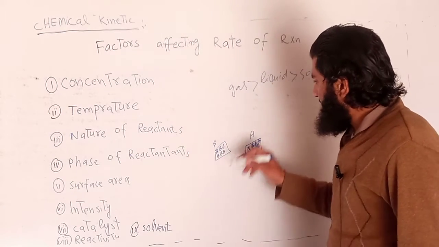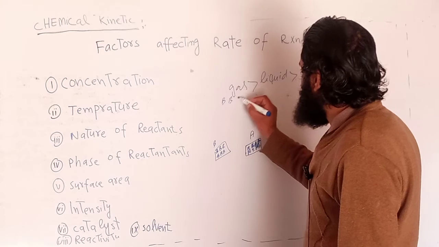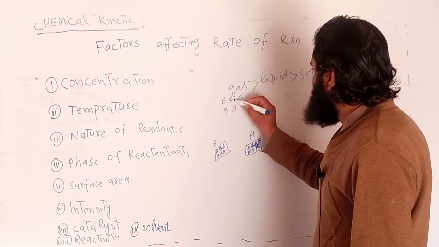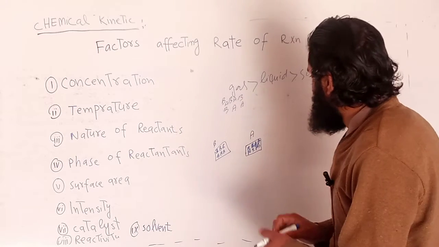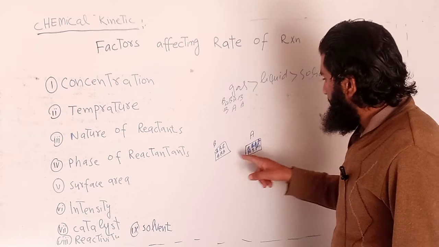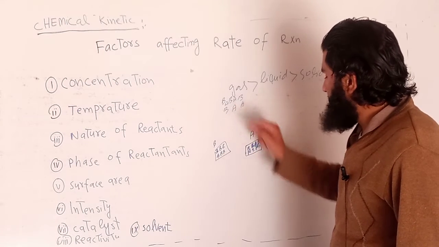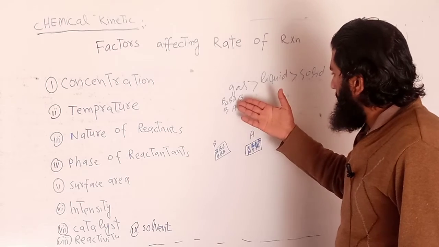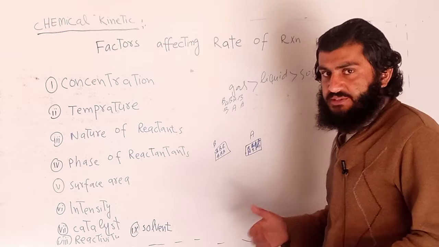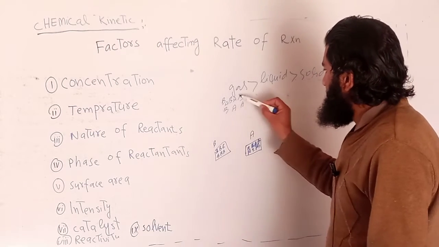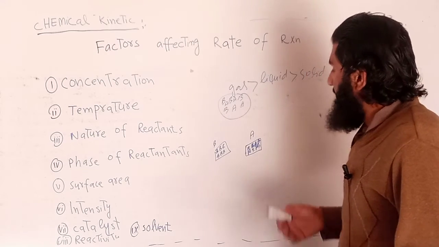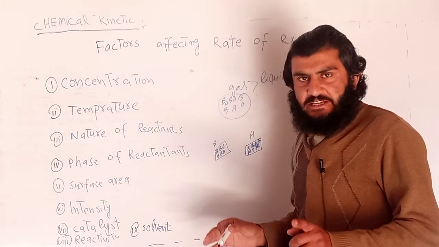If they are in such a form that they are separated from each other, they can react with each other very fast. If we write B in such a form and A also in such a form, it means they are gases. The gas molecules are separated from each other, so they can collide randomly, and as a result a chemical reaction takes place.